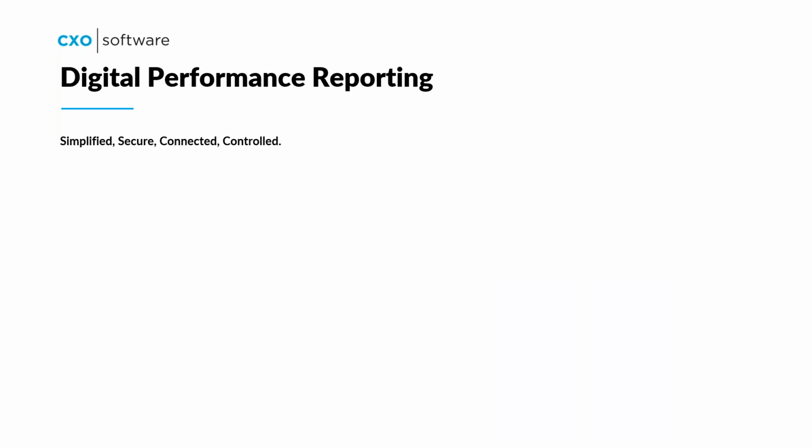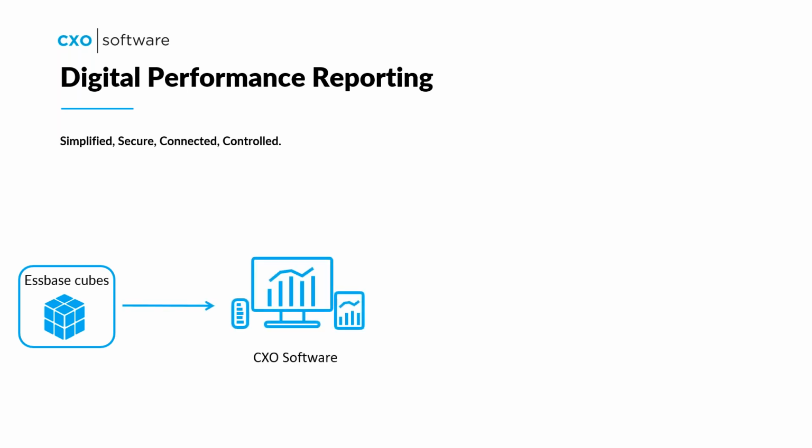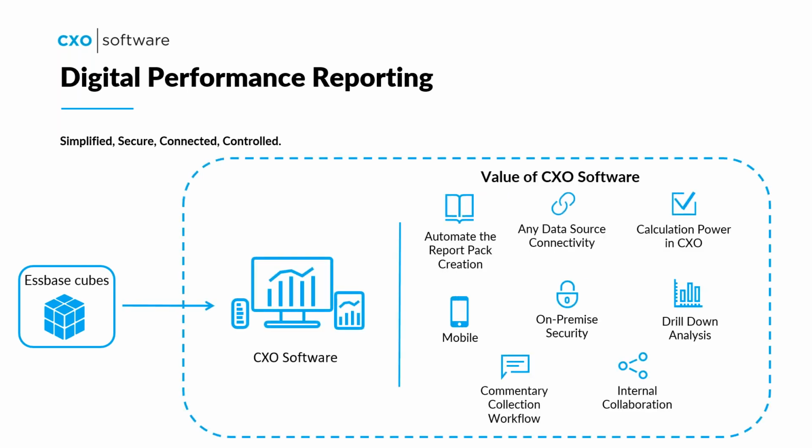So how can it be done differently in CXO? Typically the data is going to reside in those Essbase cubes, and what we want to do is bring them into the world of CXO software. So you can see here the data is coming in from Essbase into CXO, and then we've created a number of features within CXO to deliver the value or solve a lot of those problems that I described on the previous slide. So automation of that report pack, delivering an experience which is drill down like a BI solution.